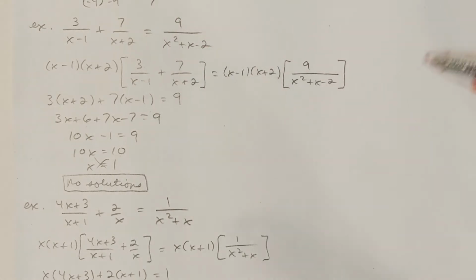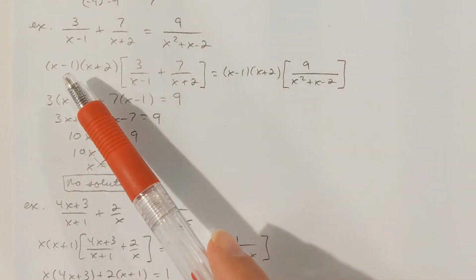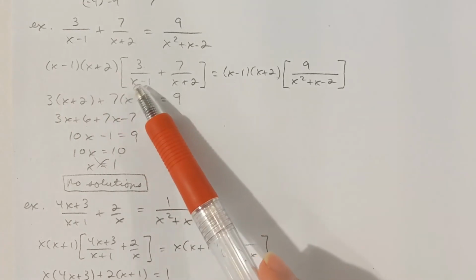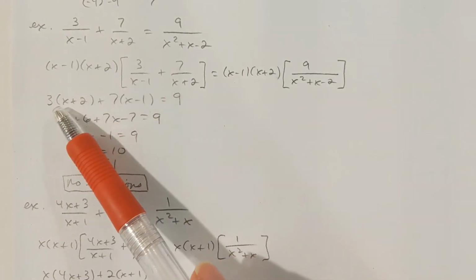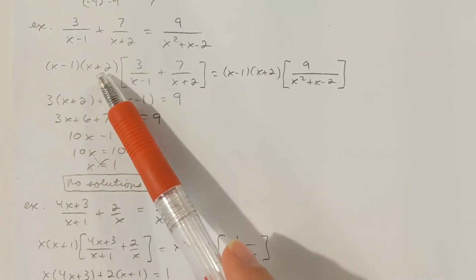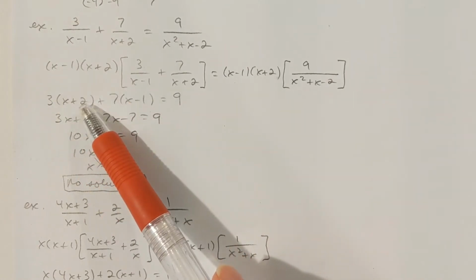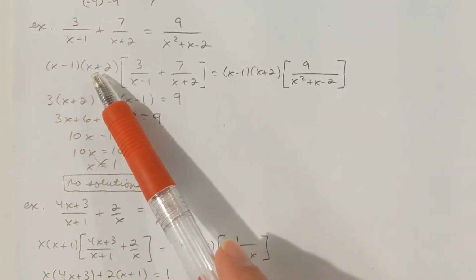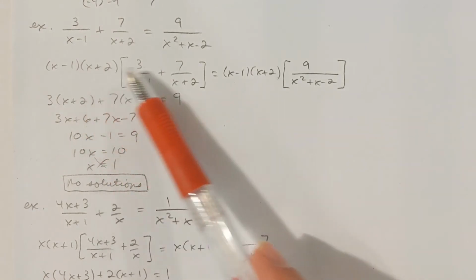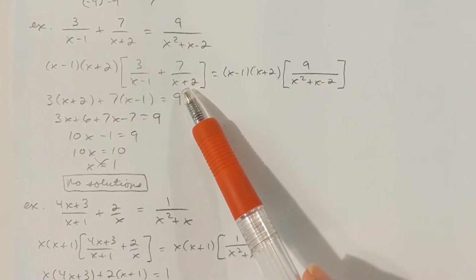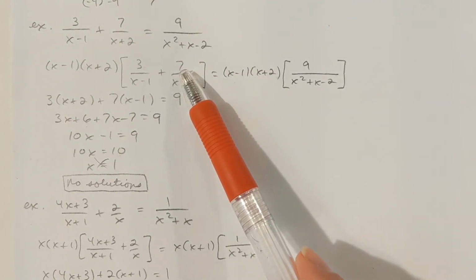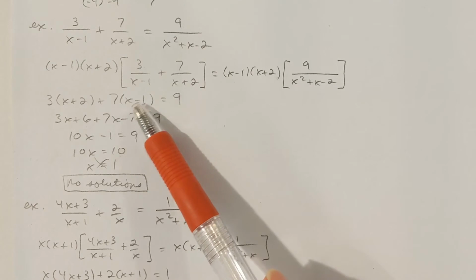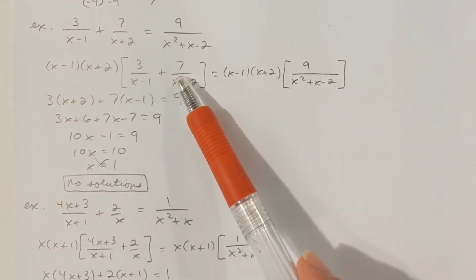Now on the left, when I distribute x minus 1 times x plus 2 into the first term, the x minus 1's will cancel. That'll leave me with the 3 that was in the numerator. Also, I've got x plus 2 still coming into that first term in the numerator. And then when I distribute x minus 1 times x plus 2 into the second term, the x plus 2's will cancel. That'll leave me with the 7 that was in the numerator, and also the x minus 1 that's still coming into that second term there.